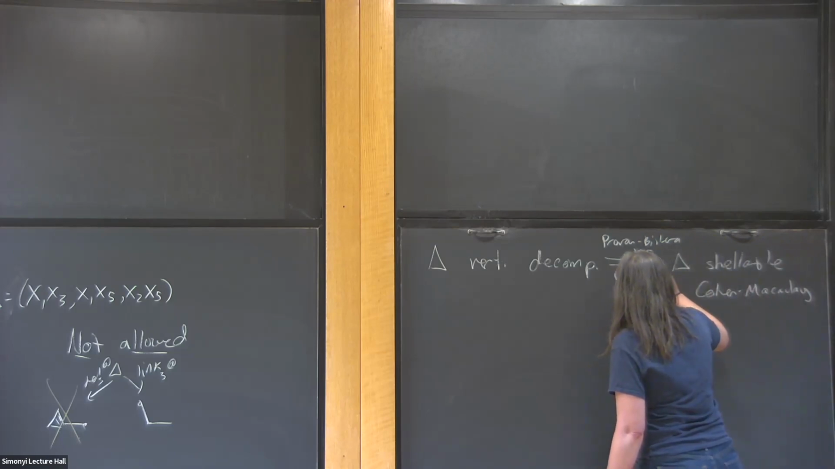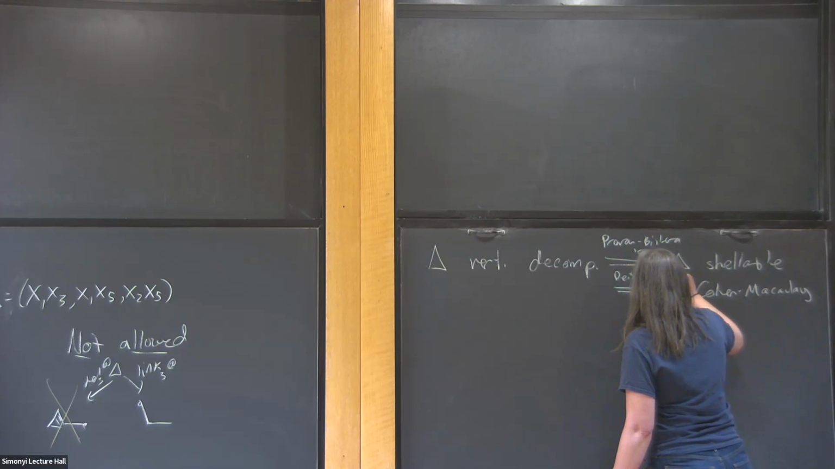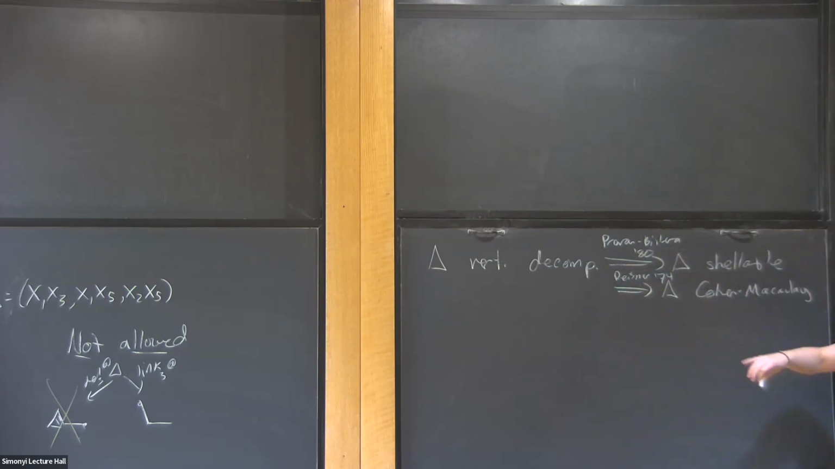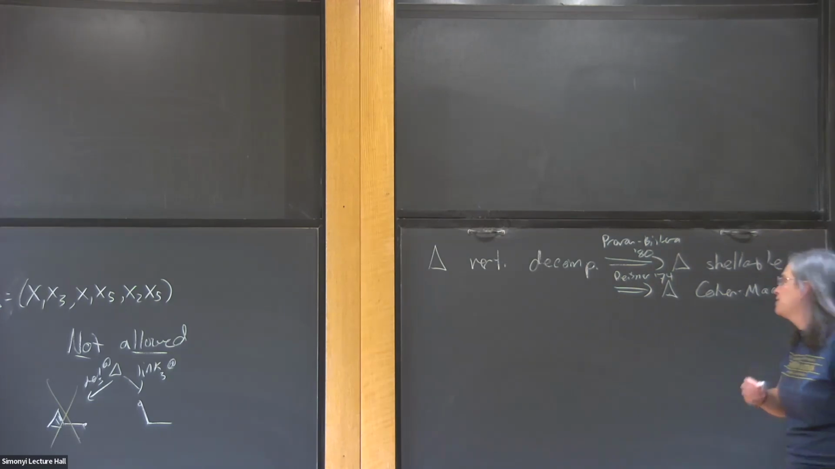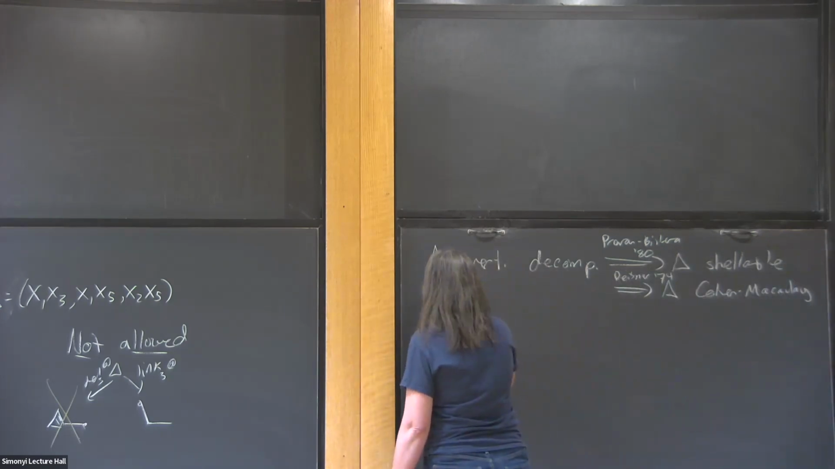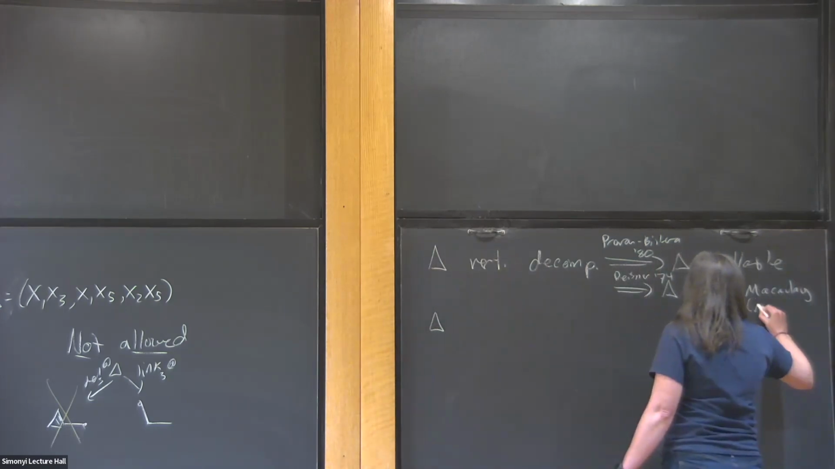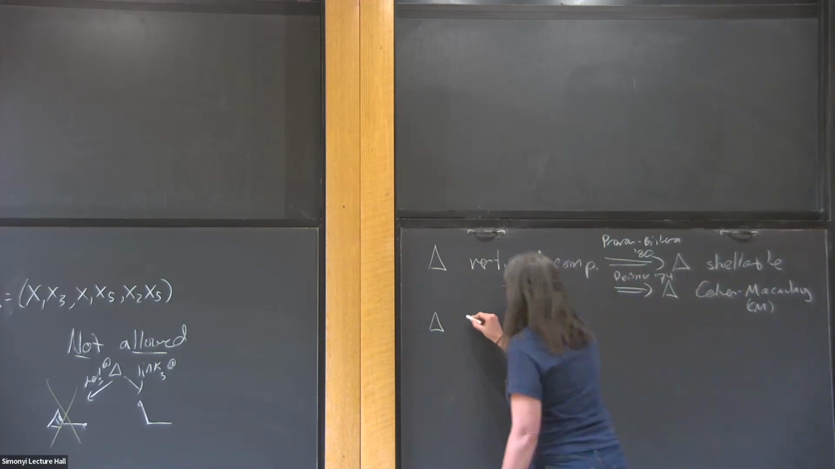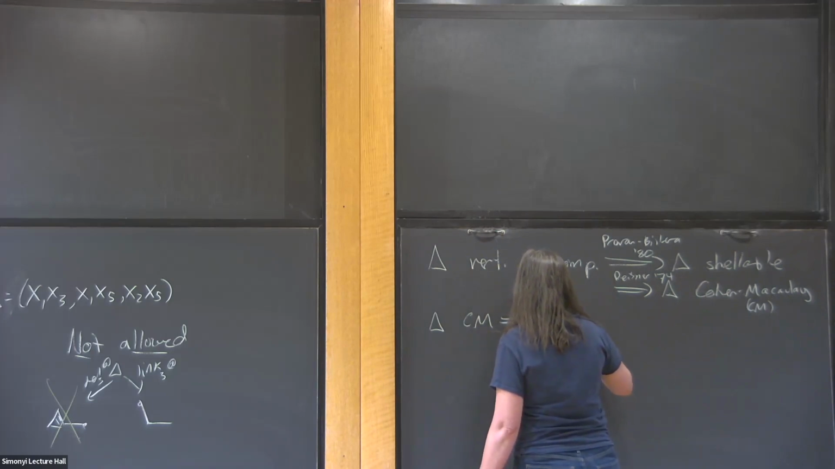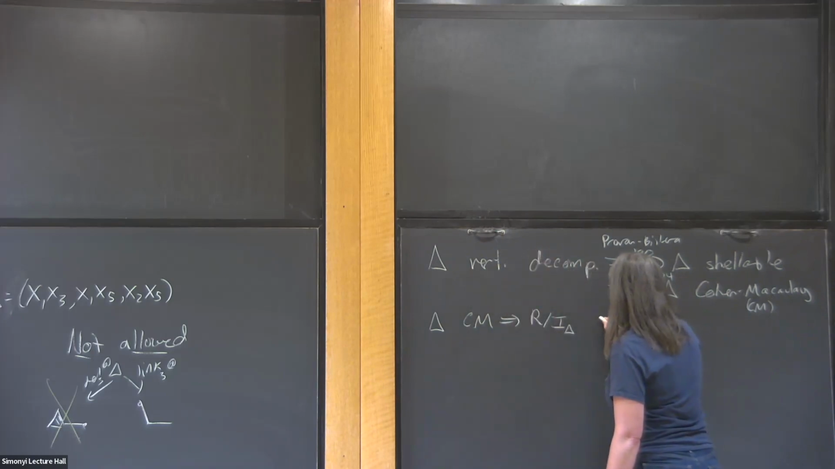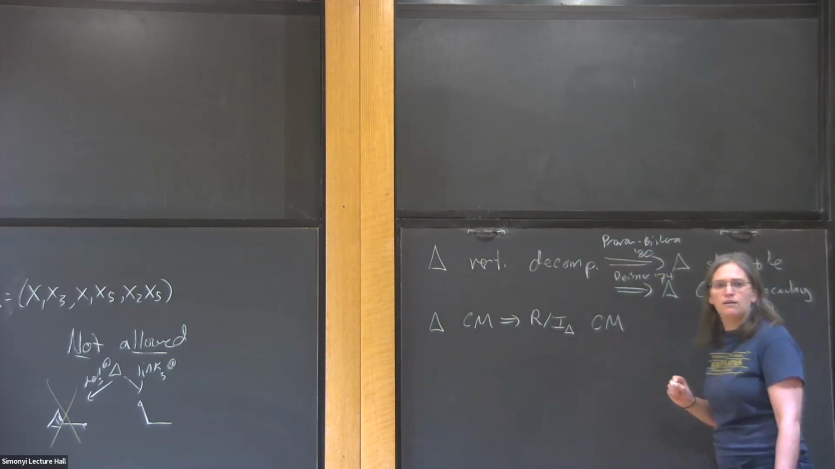Reisner, 74. So delta Cohen Macaulay is just a topological condition that we're checking on all of the links of delta. And why do we care that delta satisfies this topological condition? Well, I'm going to abbreviate Cohen Macaulay as CM from now on. Delta Cohen Macaulay implies the ring R mod I delta is Cohen Macaulay.